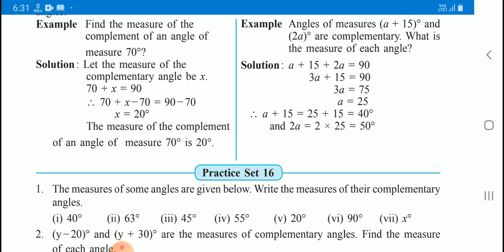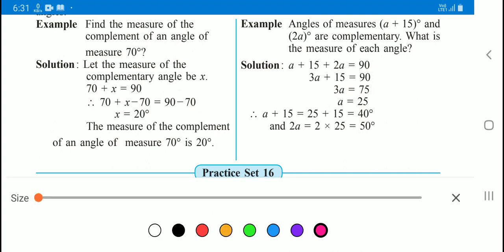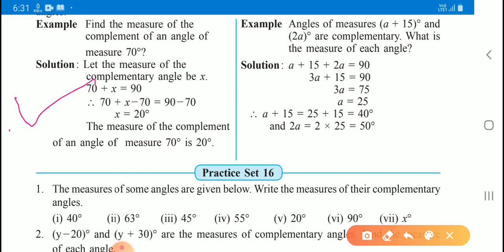Like the example given in your book. This is question number 1, same way. And question number 2 you have to solve by this example.